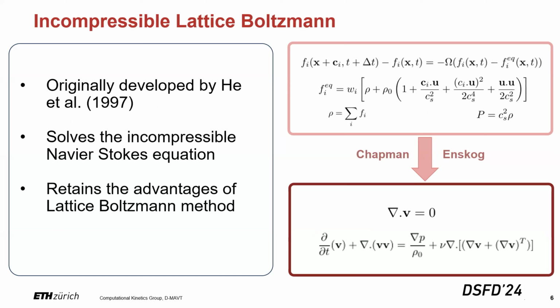This is one of the ways, by He et al., where you modify the equilibrium distribution like this. You get an incompressible form of the Navier-Stokes equation. So these are the two components. Before we get to the final model, we also have to modify the two-fluid equation, the Euler-Euler equation, a little bit.